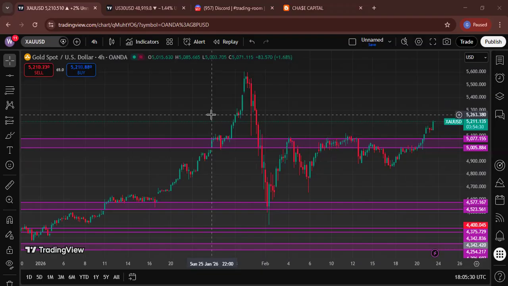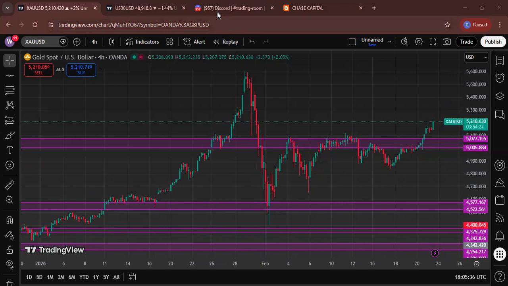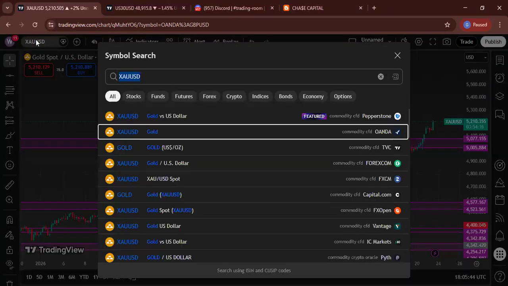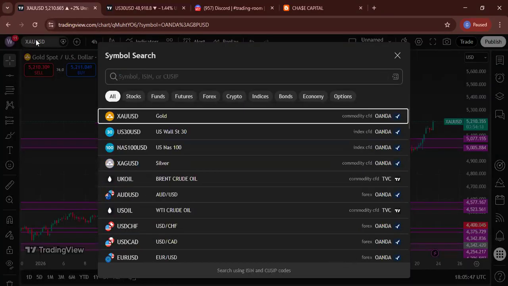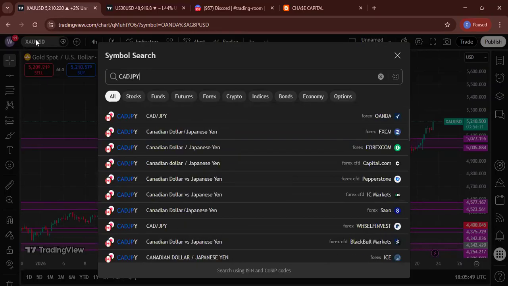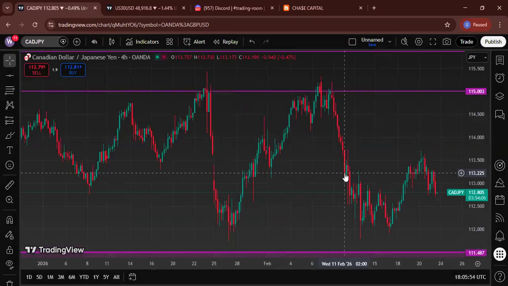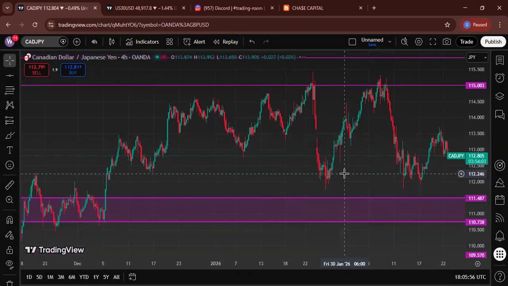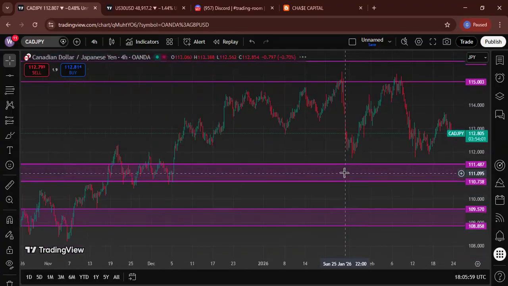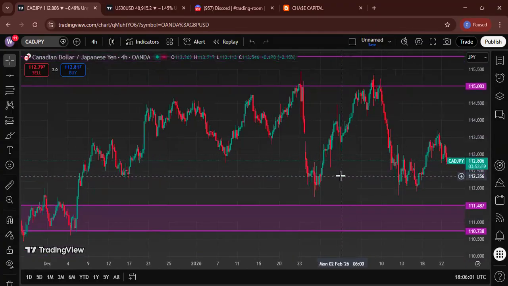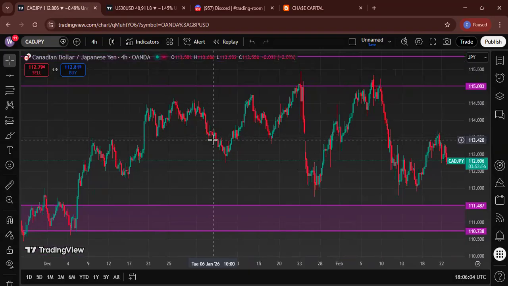Oh yeah, you can check the JPYs first, then you can do maybe a UD and ZD. When you do the JPYs, you can also check CAD JPY. Let's see what you have here. This is on the 4 hour.